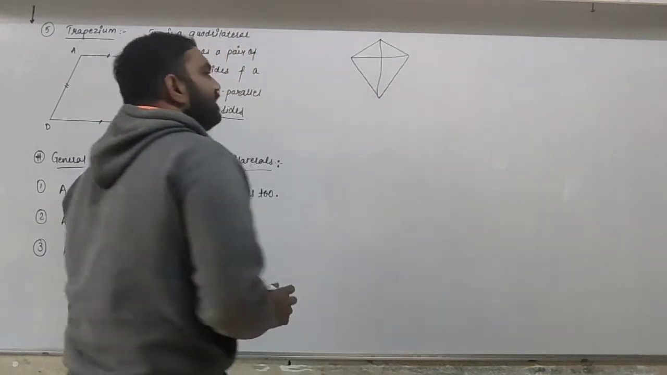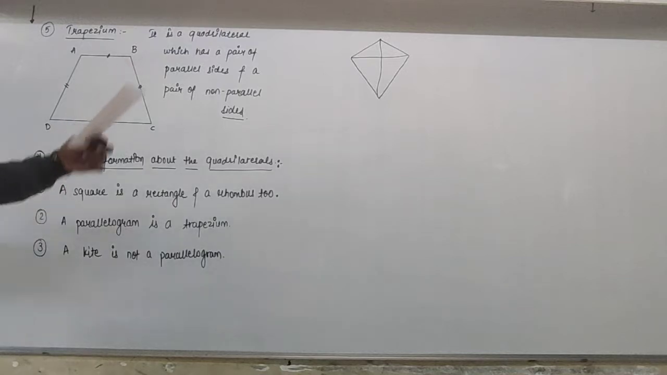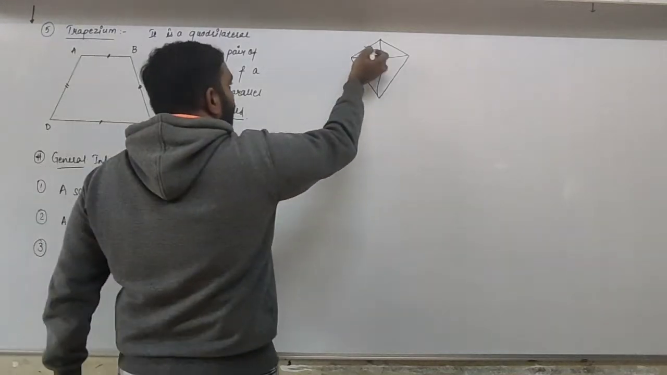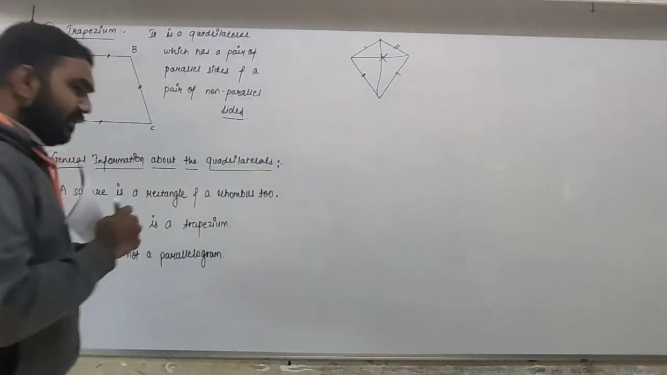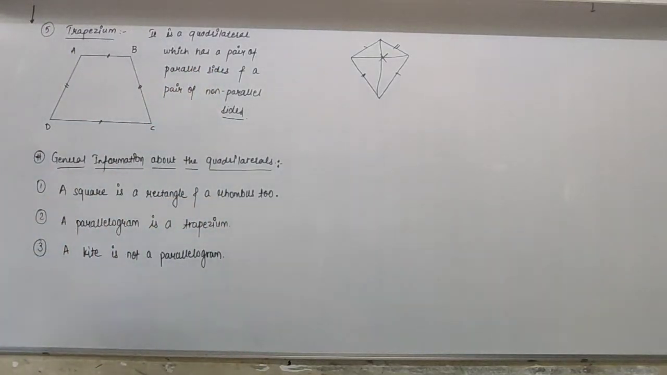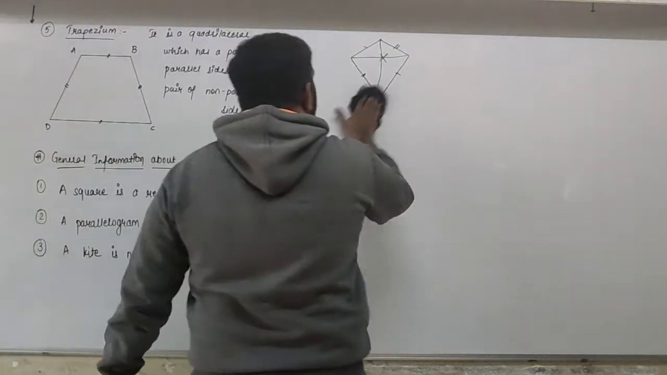So we can call this the kite. So in a kite, you can see that opposite sides are not parallel to each other. So you cannot say that a kite is a parallelogram.